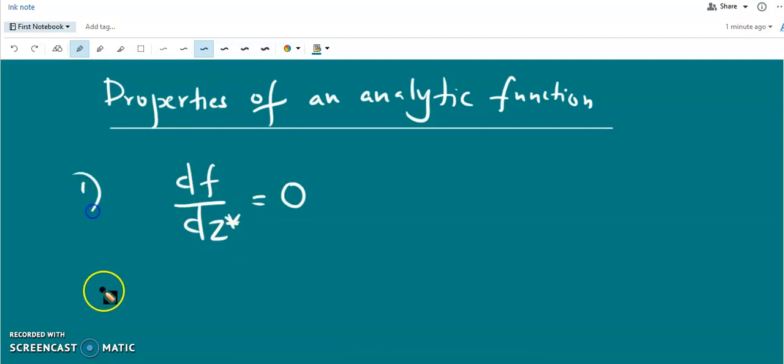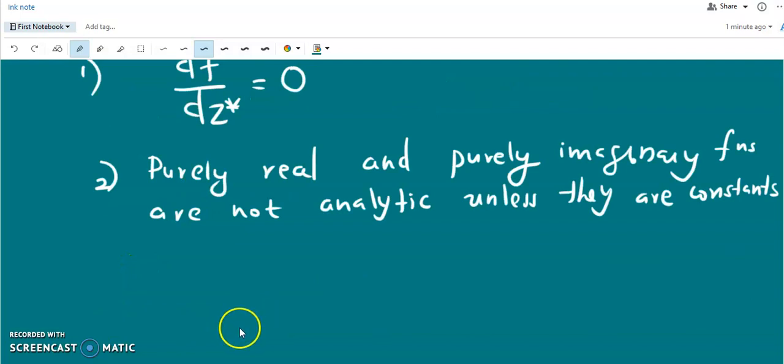And the second property is that purely real and purely imaginary functions are not analytic unless they are constants. So if a function is purely real or imaginary, either u or v is 0. So when it is purely real, v is 0 and dou v by dou x, dou v by dou y are all zeros. So dou u by dou x and dou u by dou y should be 0 according to Cauchy-Riemann, and this is possible if and only if u is a constant, so that the function is analytic.